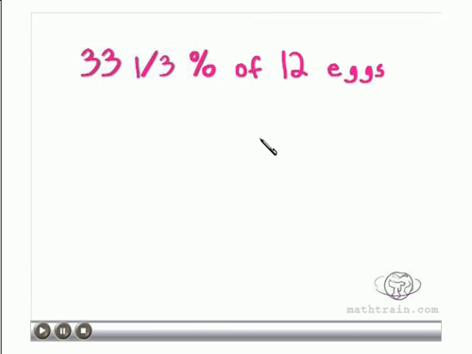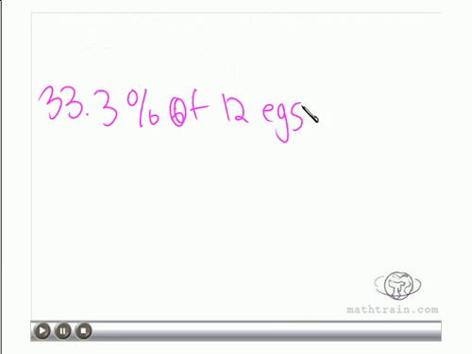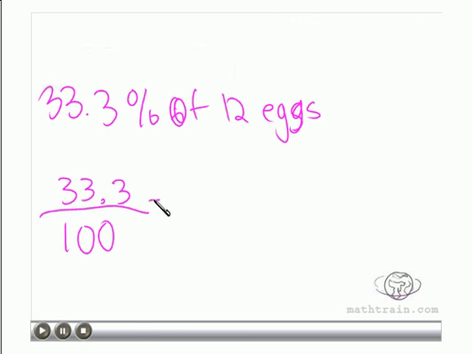33 1/3 is around 33.3. So we're going to use 33.3% of 12 eggs. The way we do this in a proportion is when they say 33.3%, that means 33.3 out of 100. So we're going to do 33.3 over 100 equals, and we're trying to find it out of 12, so we're trying to figure out this, so we're going to name that x, and we're going to do it over 12.